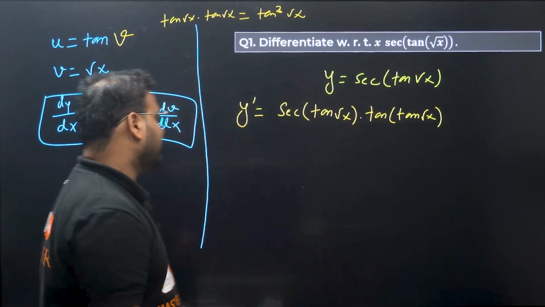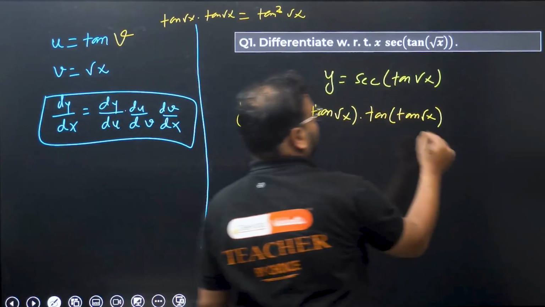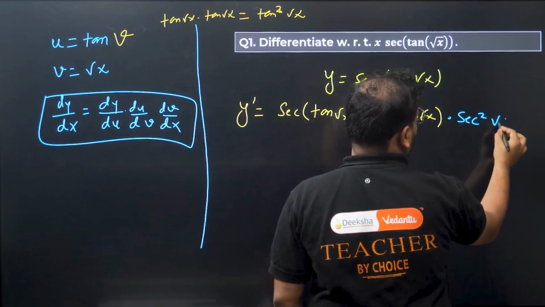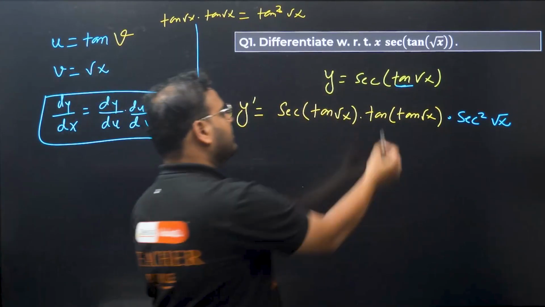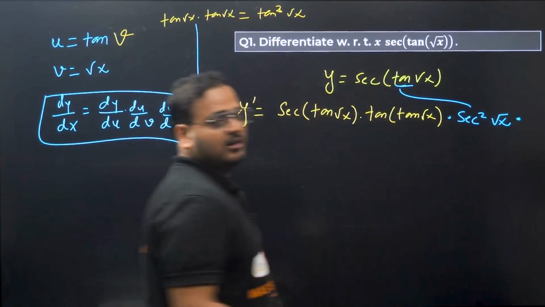I'll go to the next derivative now, which is for tan. Tan derivative is what? Sec square of root x. This is the derivative of tan. Is it over now? Of course not. Differentiate root x also.